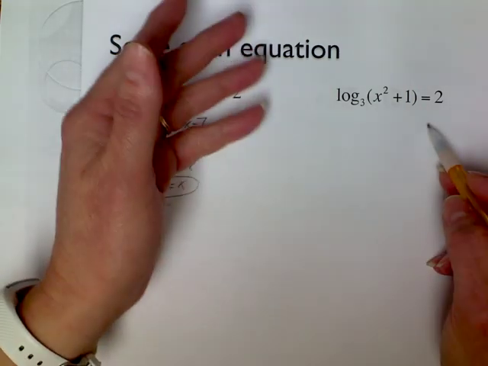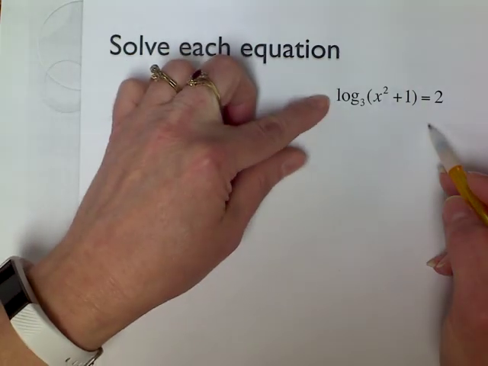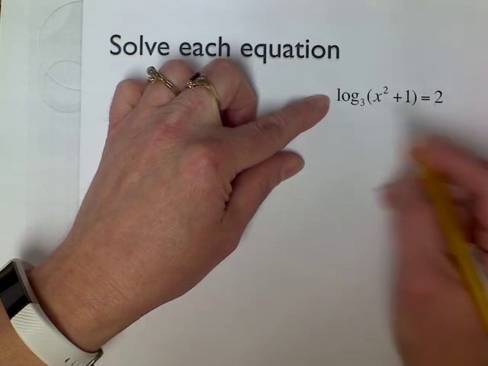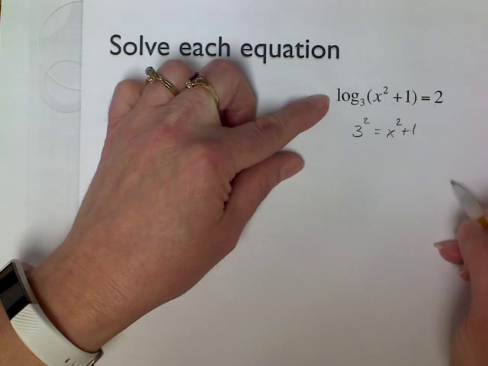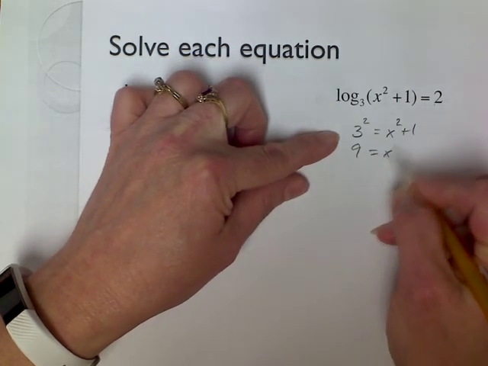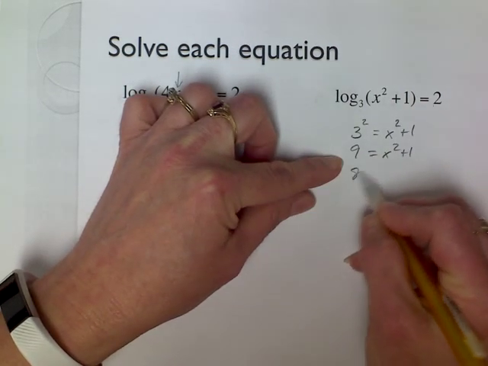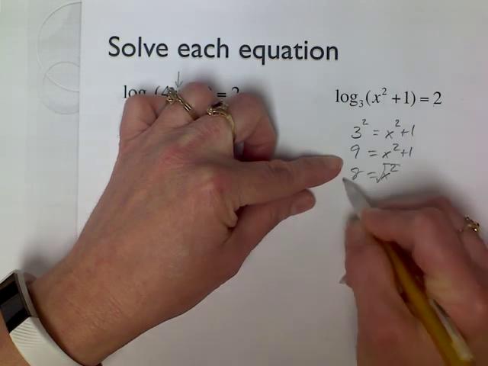Again, pause, do the problem, come back and see if you did it okay. We're going to change to exponential form. 3 squared equals x squared plus 1. That's a 9. Subtract your 1 and take the square root.